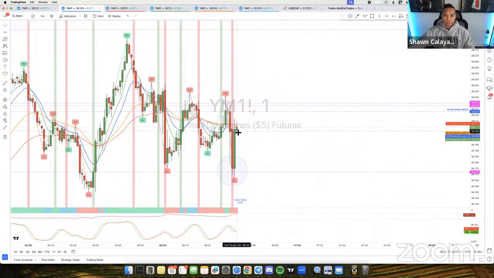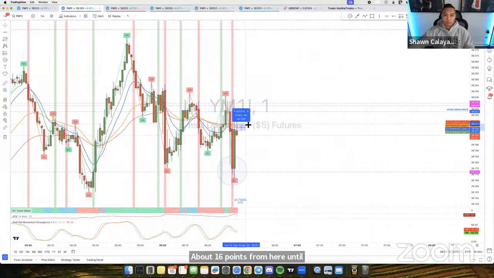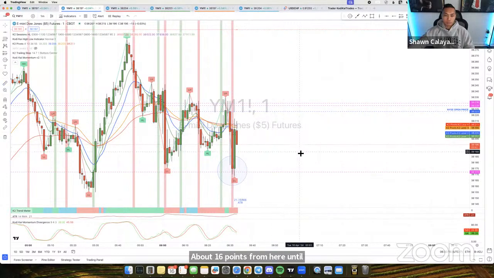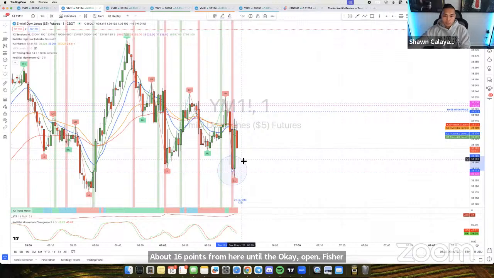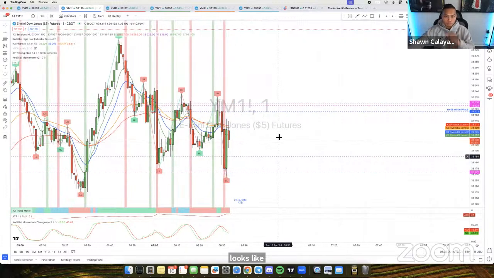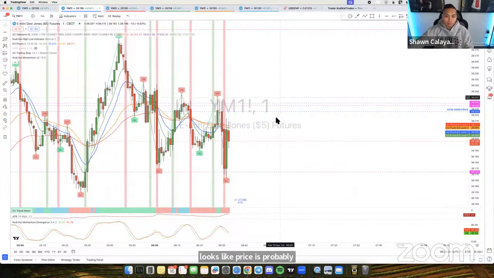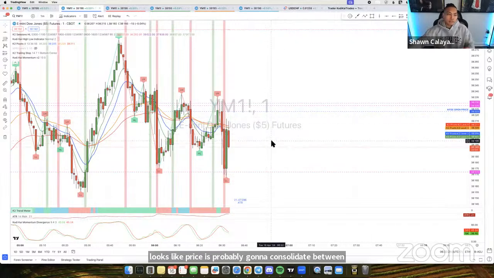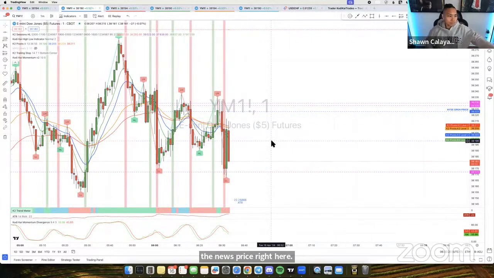About 16 points from here until the open. Push about 9 points. All right, so it looks like price is probably going to consolidate around the news price right here. It's kind of expected. This is basically what happened yesterday. Lots of consolidation, lots of sideways movement.